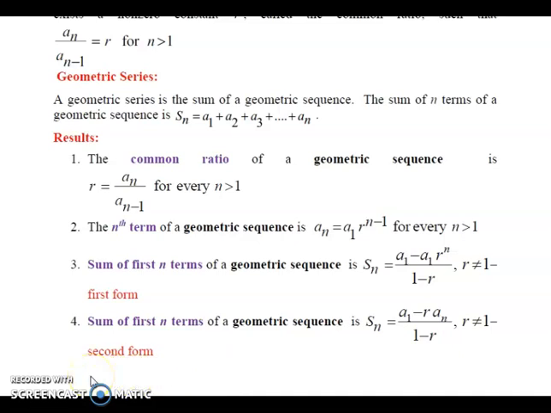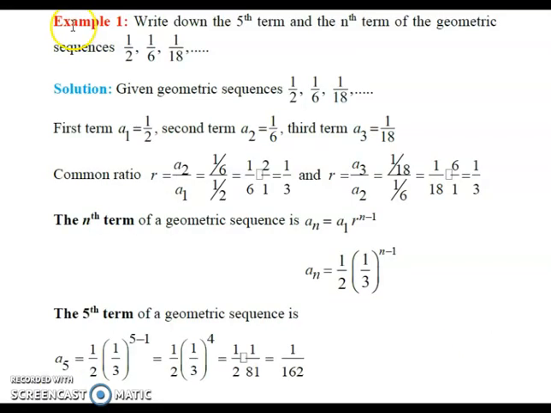Now I will explain some examples on geometric sequence. Example 1. Write down the fifth term and the nth term of the geometric sequence 1 divided by 2, 1 divided by 6, 1 divided by 18 and so on. In this given geometric sequence, first term a1 is equal to 1 divided by 2, second term a2 is 1 divided by 6, third term a3 is 1 divided by 18.